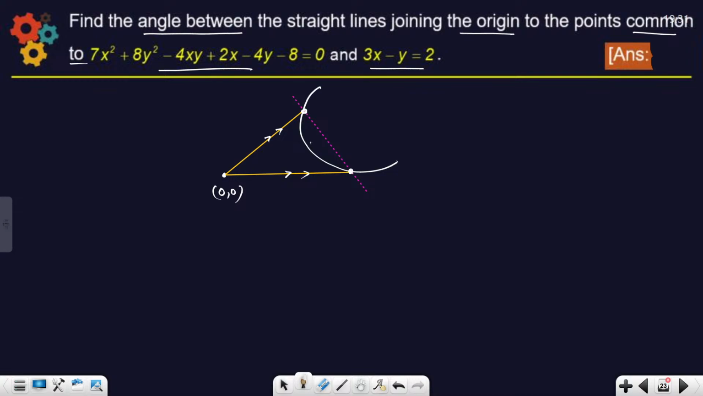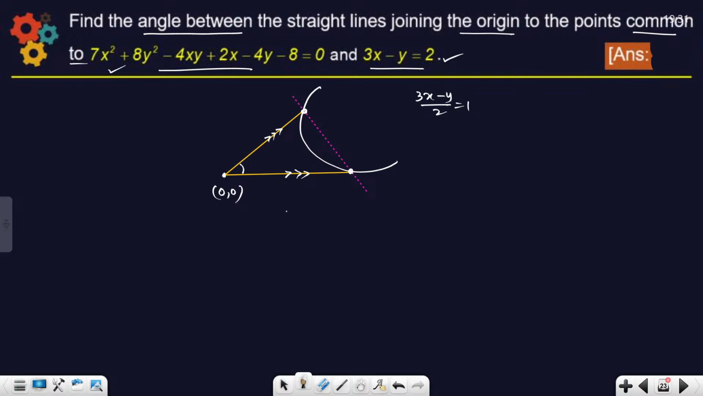It means that you have to homogenize this equation with the help of the line given to us. Is this much clear to all of you? And we have to find the angle between them. That's a different issue. But first, I have to find that homogeneous equation, that is the pair equation of this pair of lines passing through the origin and through the point of intersection of the given curve and the given line. Right?